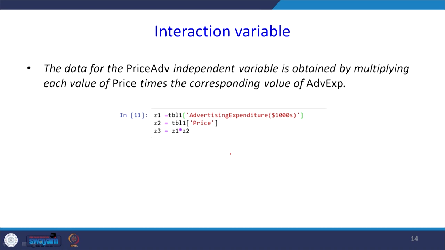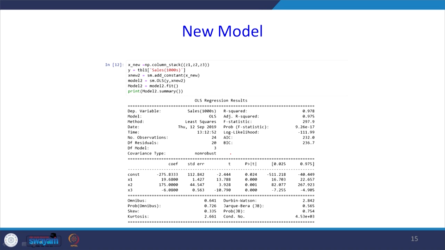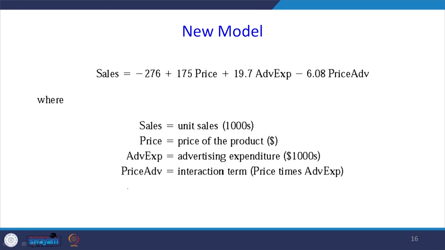Now, we will create a new variable, that is Z3, the product of Z1 and Z2. The data for the price advertisement independent variable is obtained by multiplying each value of the price times the corresponding value of advertising expenditure. So, both the variables Z1 and Z2 have to be multiplied, that will be our new variable. After multiplying, now this is our output model for our interaction. So, look at the R square, it is 0.978. X1 is our one independent variable, X2 is another independent variable, and X3 is the interaction. So, for this, how can we write the regression equation?